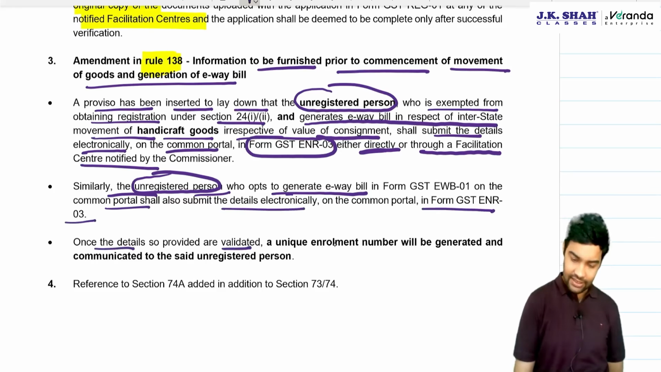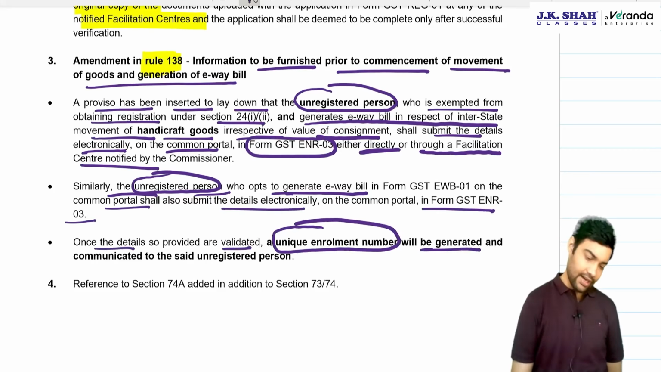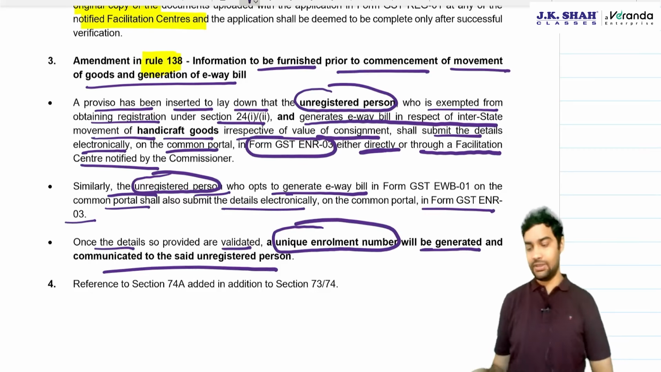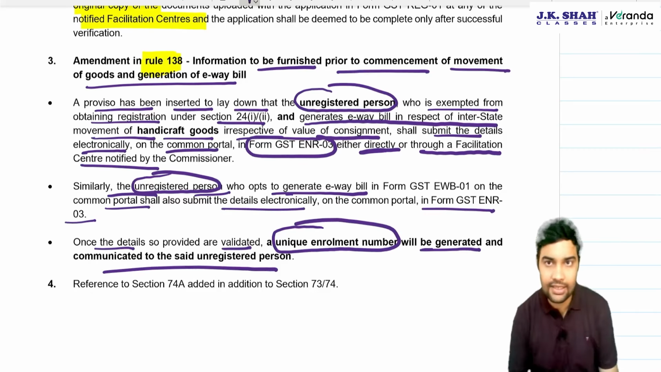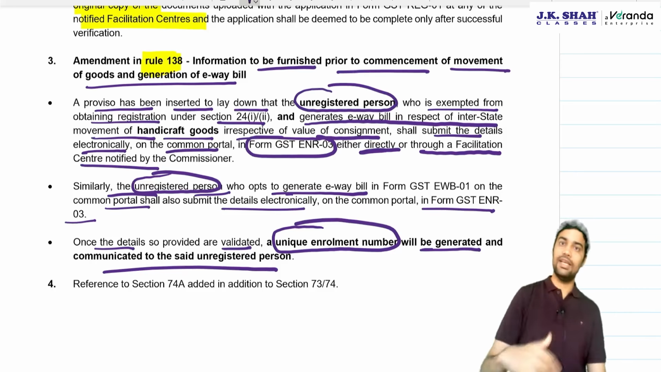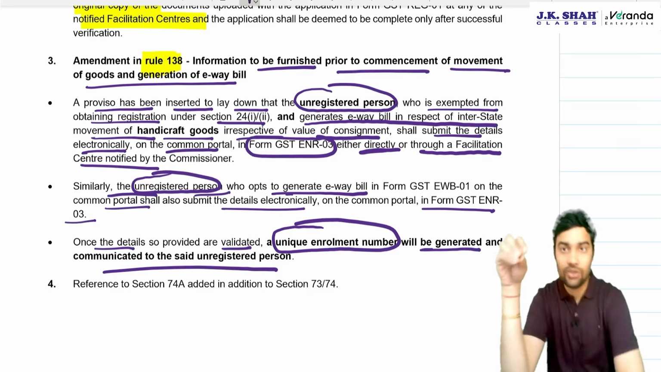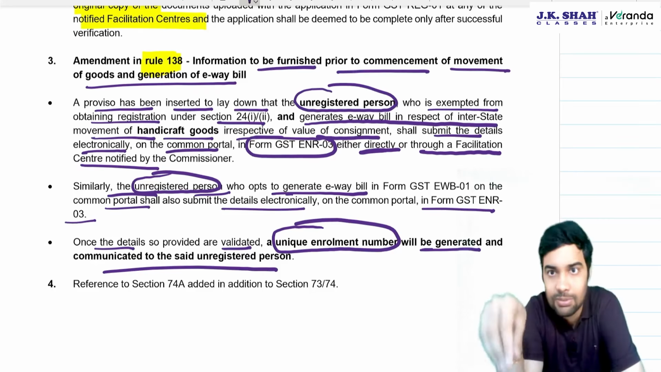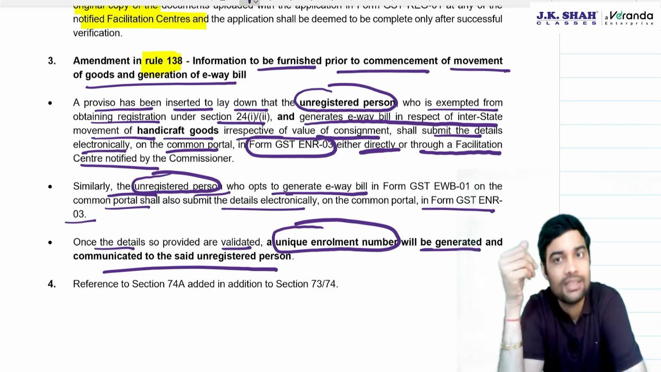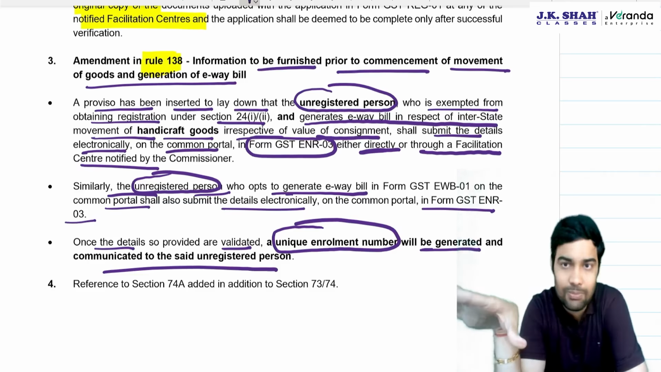Once details are validated, a unique enrollment number will be generated and communicated to the person. And using this unique enrollment number, he will be able to log in and generate e-way bill. Is it, sir? Yes. So now, can an unregistered person also generate e-way bill? The answer is yes. It is permitted.